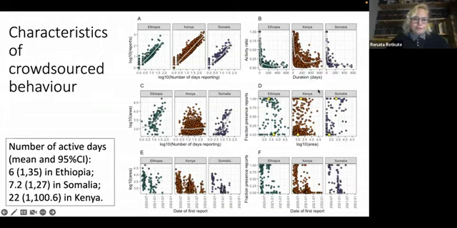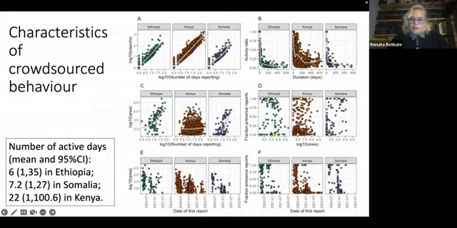But what was quite surprising to find out is this distribution in C, where we plotted the area where reports came from by number of days reporting. And you can see that on average, Kenya has very different behavior. In Ethiopia and Somalia, you would expect that the more days people are reporting, the larger the area they can cover. But in Kenya, it was pretty constant and on average didn't depend on the number of days reporting.